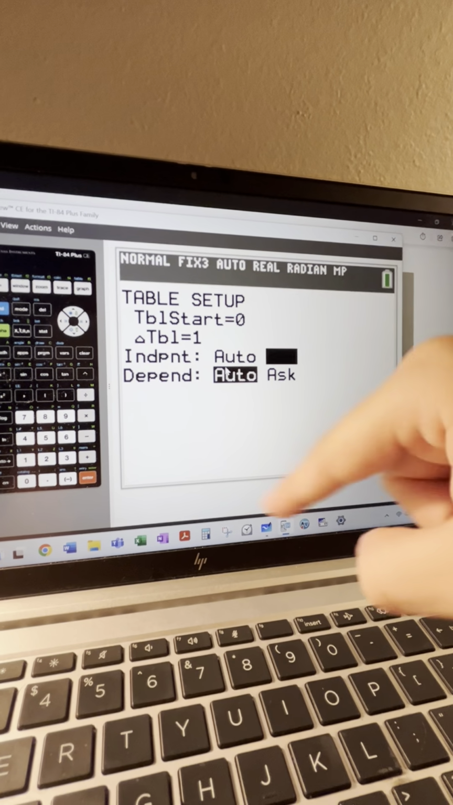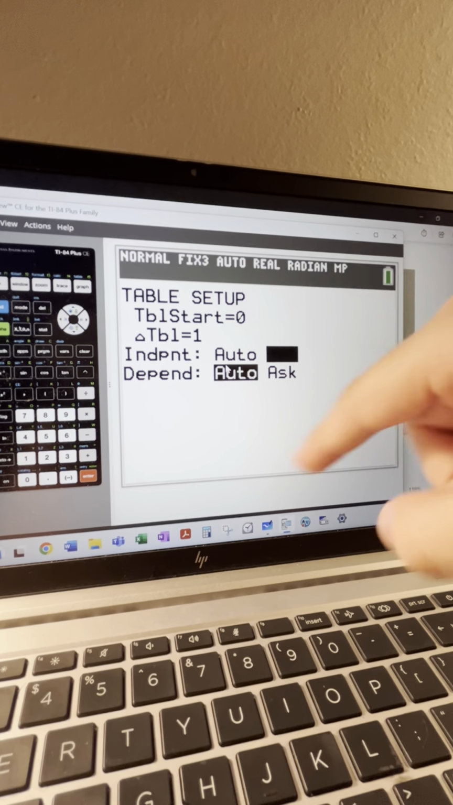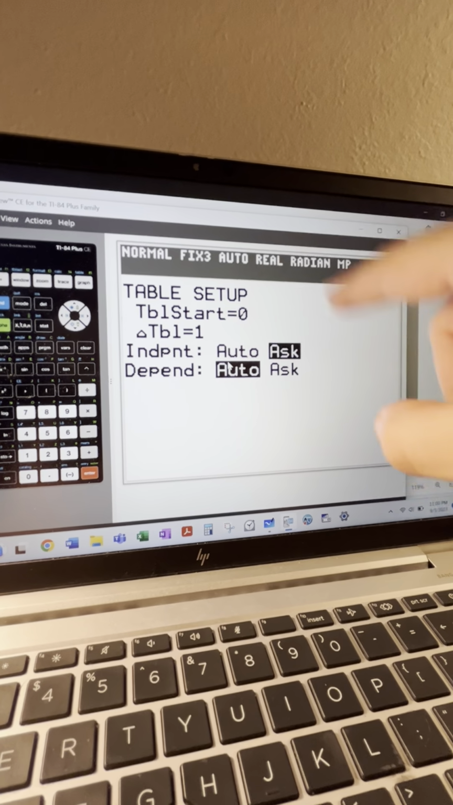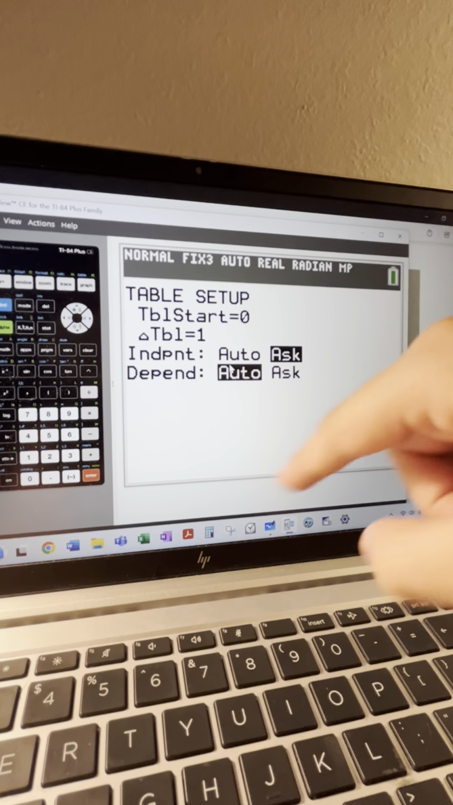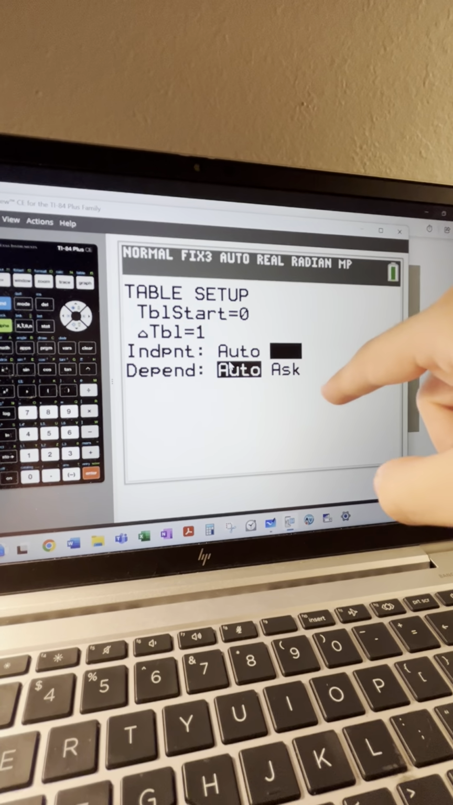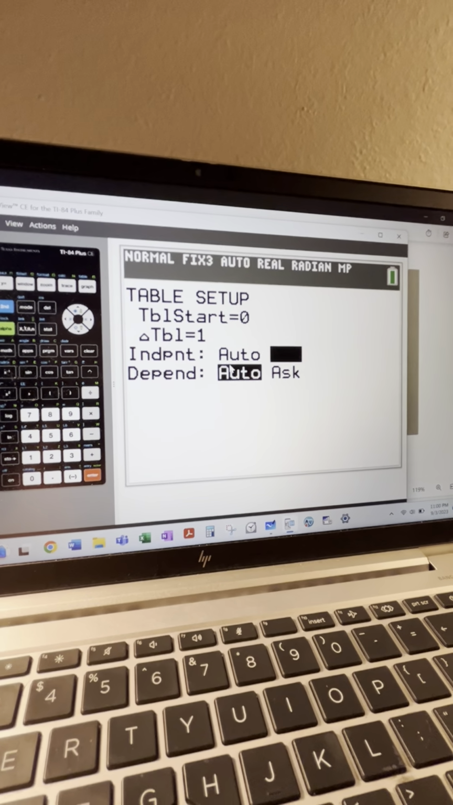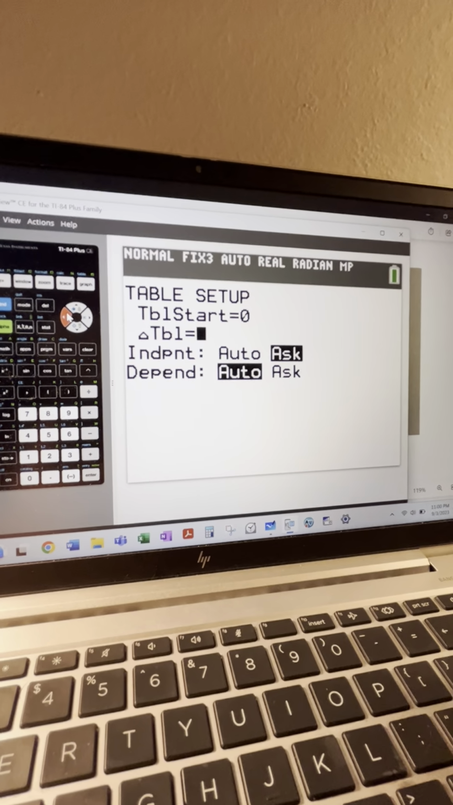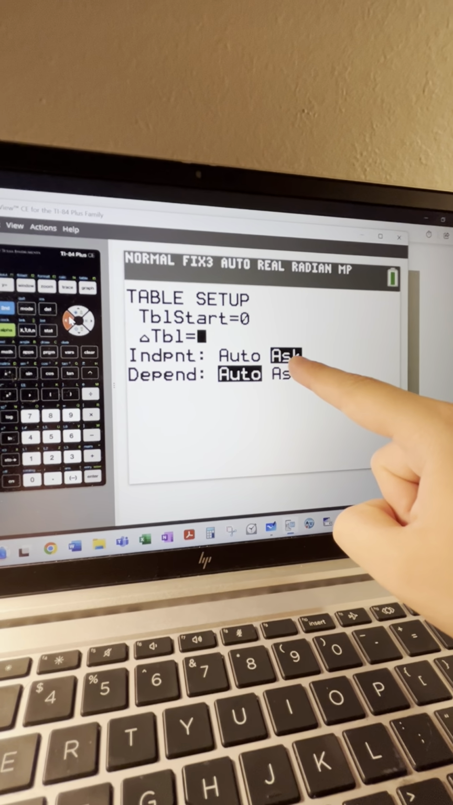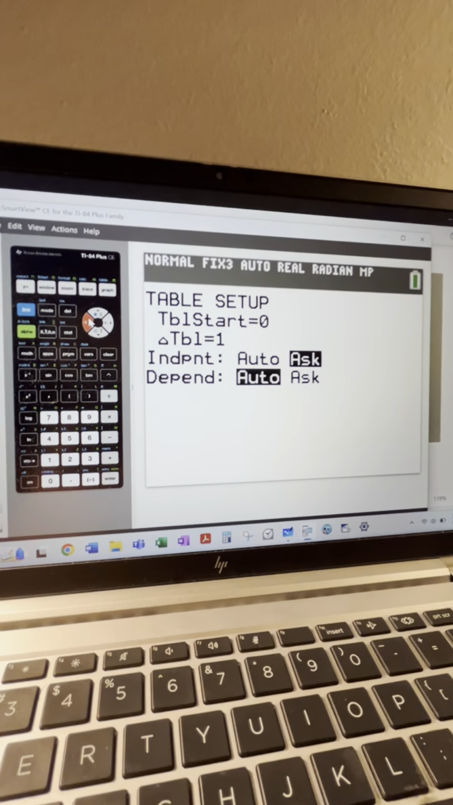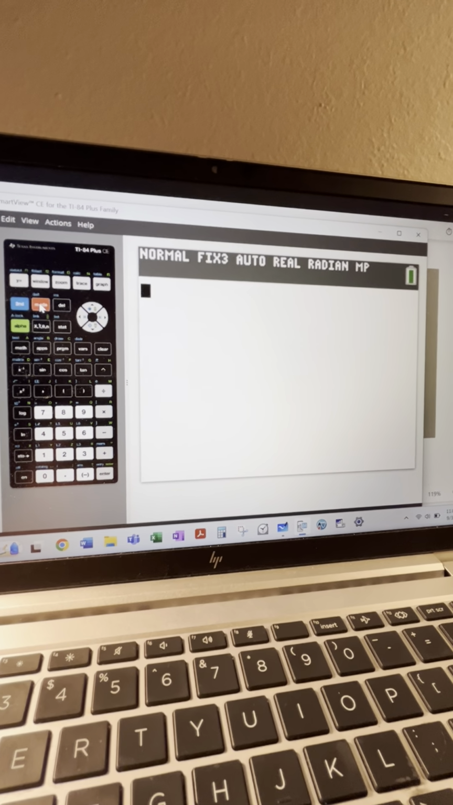This will actually allow us to enter any x value that we want under our table option. So instead of them giving us a whole bunch of x values, this allows us to enter in our own x values. So just make sure that the ask option is selected. Now we know that it's selected, we're going to go back to the home screen. So second, quit.